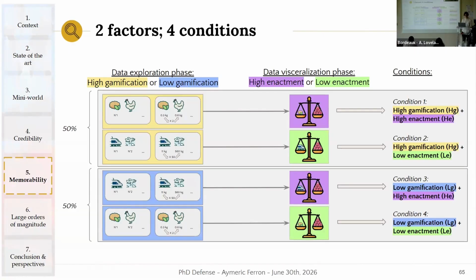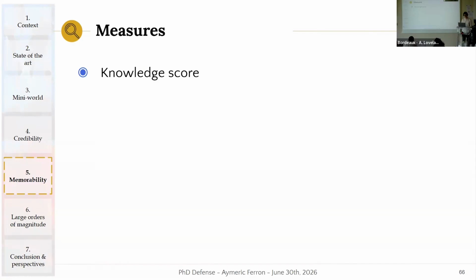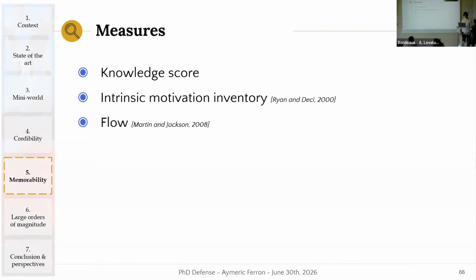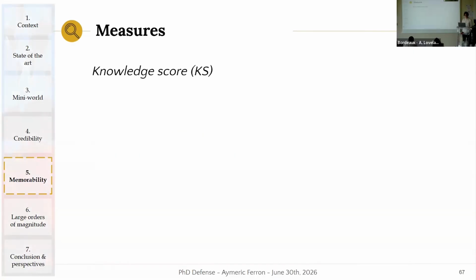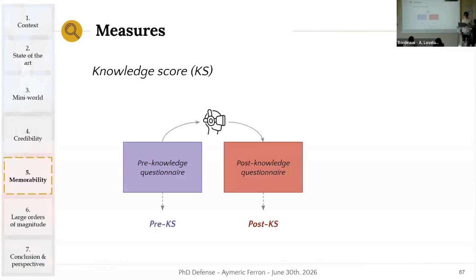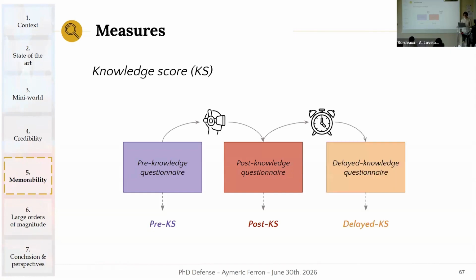It was a mixed design study. We measured several variables: a knowledge score, intrinsic motivation inventory, flow, and also NASA-TLX, but I won't have time to report about the NASA-TLX today. The knowledge score was meant to understand how people learn. Because everyone is different and has different kinds of knowledge, we had to ask them before the experience what they know. It's our baseline. Then they went through the VR experience. Right after the VR experience, they answered the knowledge questionnaire again. And then we waited a few days, and we measured the knowledge score again to see if they forgot or not.